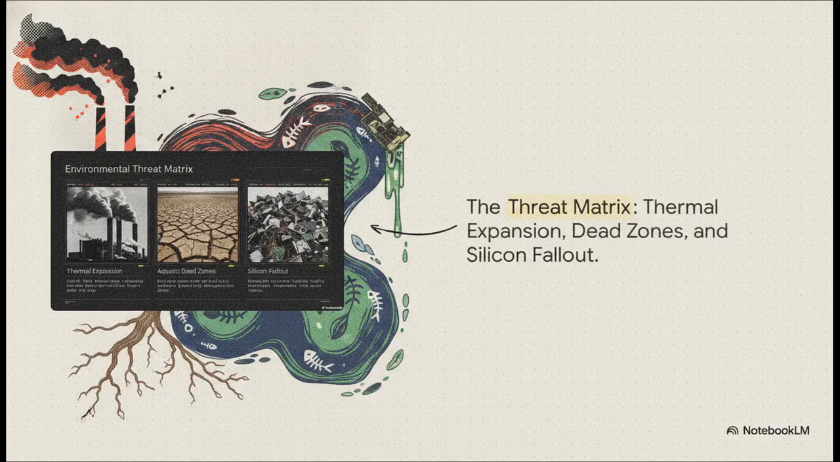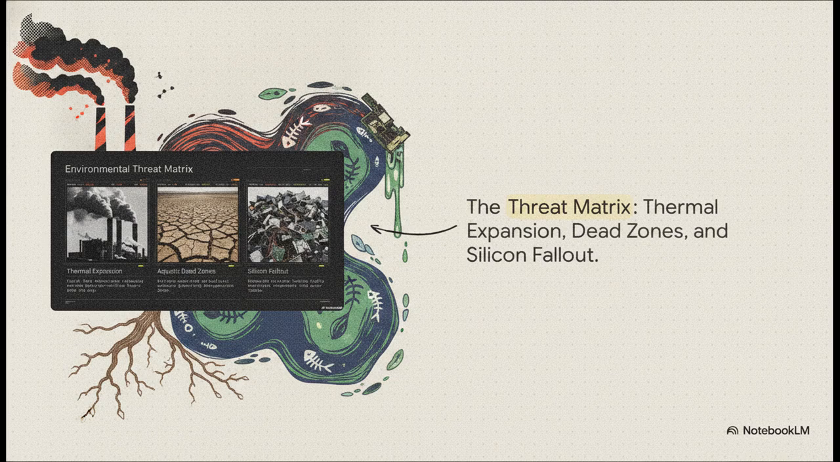Take a look at this environmental threat matrix. It really maps out the sheer scale of the chaos we're dealing with. On one front, we've got thermal expansion, basically fossil fuels just cooking the atmosphere. Then down below, we have aquatic dead zones. These are areas where agricultural fertilizer runoff has literally choked out all the oxygen in the water. And finally, there's silicon fallout, which is all those discarded electronics leaking neurotoxic components straight into our water tables.